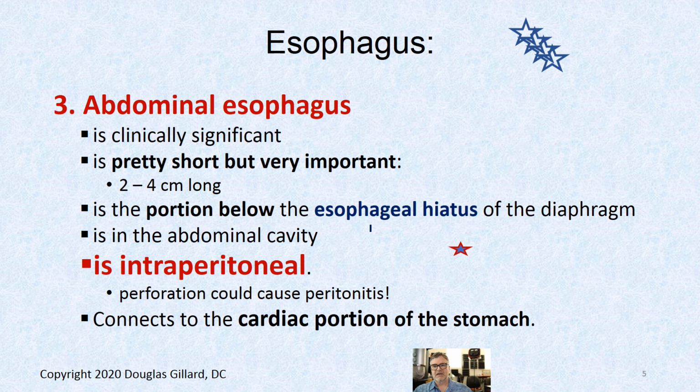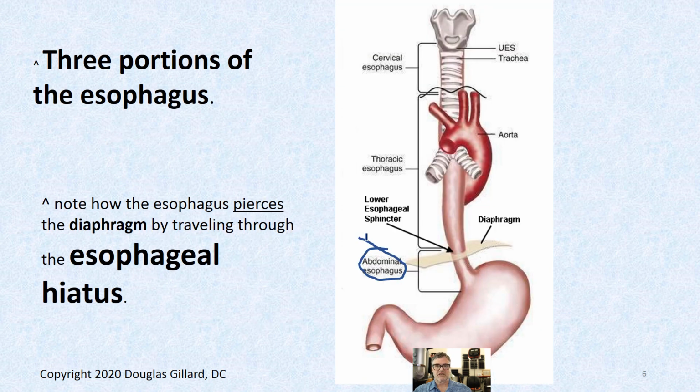Who cares? Why am I making a big deal about this? Because the abdominal esophagus is an intraperitoneal organ, right? So if you get a perforation from chronic GERD or other conditions, you could develop a peritonitis, which can turn into a septicemia, and you can die from that. So the question: could esophageal pathology ever cause peritonitis? The answer is yes. If you have a problem with the abdominal portion of the esophagus, it could cause peritonitis.